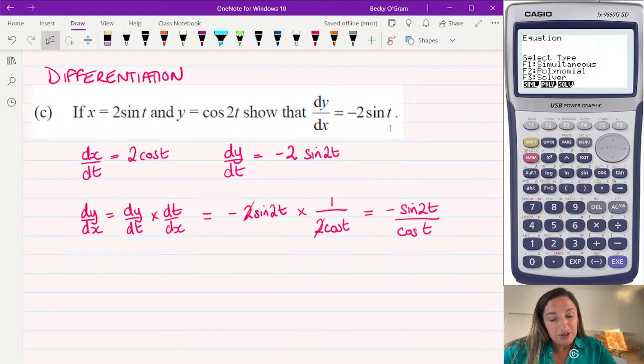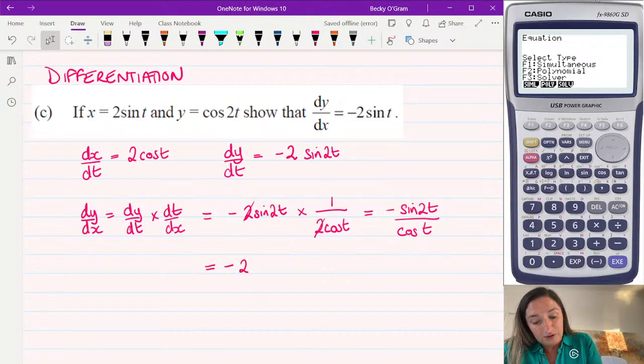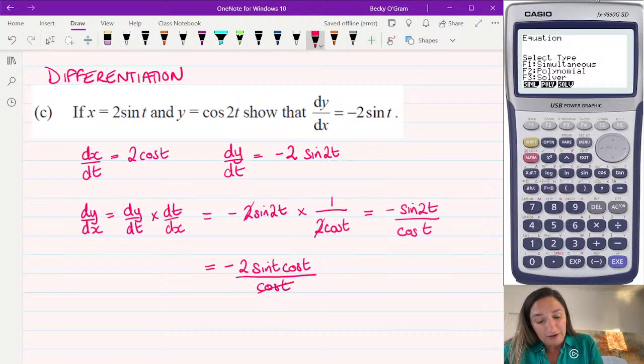All right, so the bit that we can play around with is sine 2t. And if you take a look on your formula sheet, the last page of the calc formula sheet, under double angles on the bottom left hand corner, sine 2a is 2 sine a cos a. So sine 2t will be equal to 2 sine t cos t, and that is over cos t from the line before. And now nicely that cancels, so it equals minus 2 sine t.